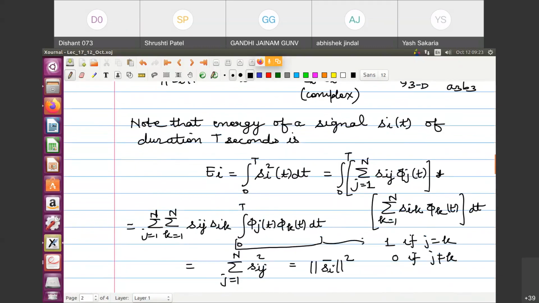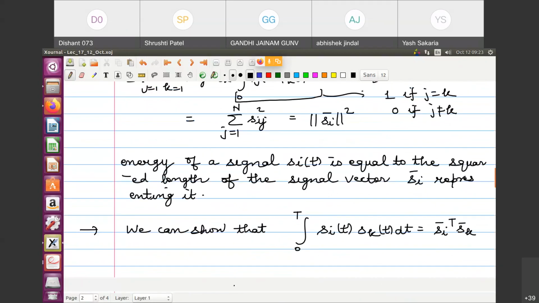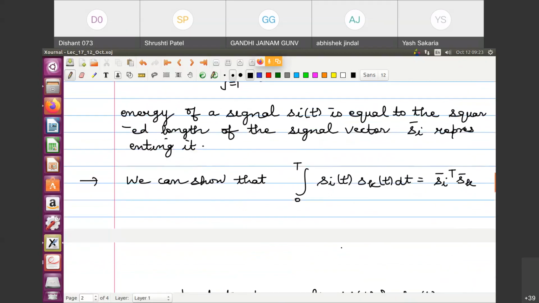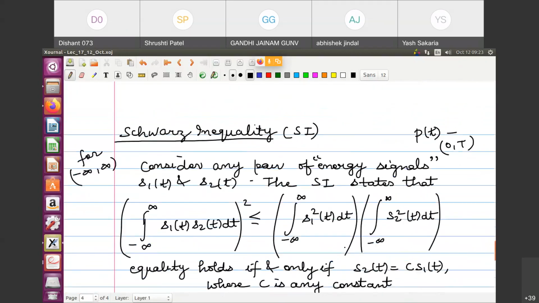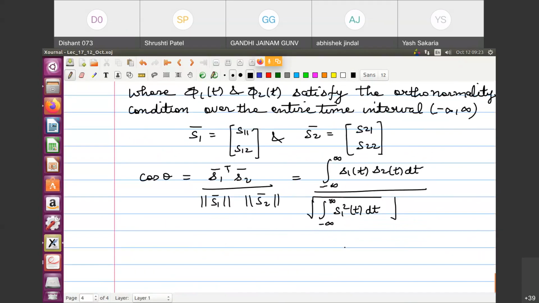So energy is nothing but this. The square of this is integration over the domain of interest. The domain of interest of the Cauchy-Schwarz inequality is minus infinity to infinity, and there we have explicitly written that phi1t and phi2t satisfy the orthonormality condition over this domain of interest. Secondly, we studied these correlations, and we just replace them with the time domain representation. That is what we are doing. Minus infinity to infinity S2 square t dt.